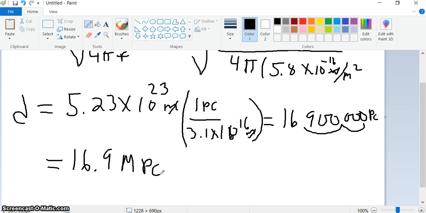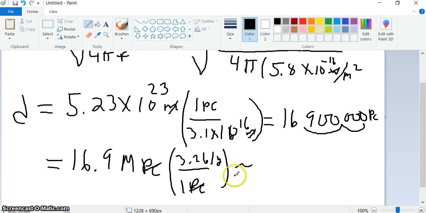And by the way, if you wanted to convert this to light years, you could easily do that. In 1 parsec, there are, of course, 3.26 light years. Okay, you don't have to convert it to light years. I'm just showing you this. So the parsec part cancels, and so you just multiply 16.9 times 3.26, and so you get approximately 55 million light years. All right, and that's approximately the distance to M100, right?